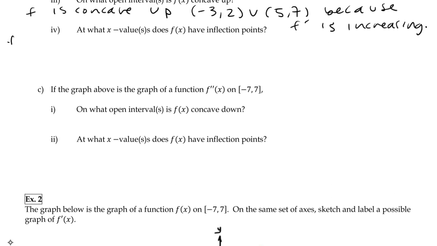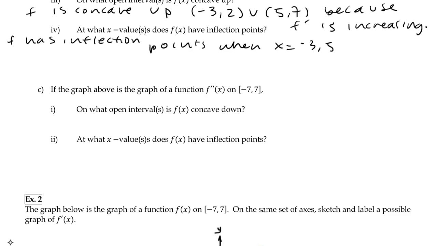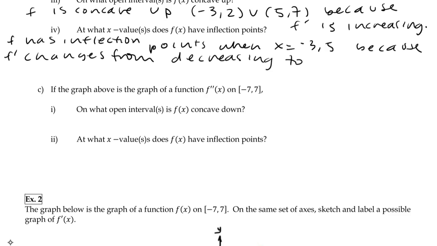F has inflection points. This is going to take a little bit. So f has inflection points when x equals -3 or 5 because f prime changes from decreasing to increasing. We want to clarify the difference between increasing to decreasing and decreasing to increasing. We're also going to say f has an inflection point. Again, you can look back up at the graph to verify this. I already walked you through it.